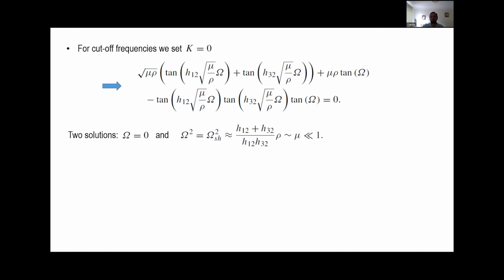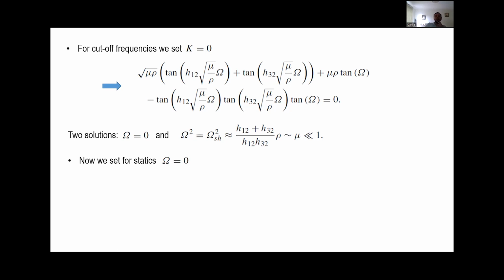So there will actually be two solutions here. One for omega equals 0 would be corresponding to the fundamental mode, and the other one is indeed this small cutoff frequency, which can be found as a small number here. So it is indeed small.